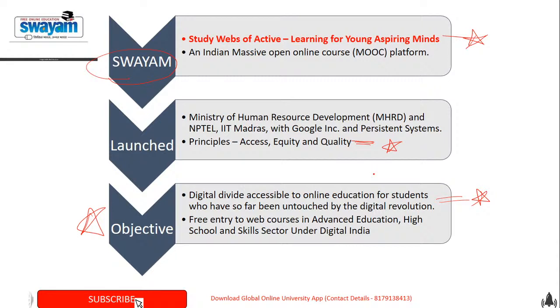Okay, so this is the main objective of Swayam. Then free entry to web courses in advanced education, high school, skills sector under Digital India. So this is the basic objective of Swayam. One of the students has already written, that is free accessibility to all. That may be a very easy word to recognize, but sometimes in this particular sentence they can twist the question out of this, so just make a note of it.